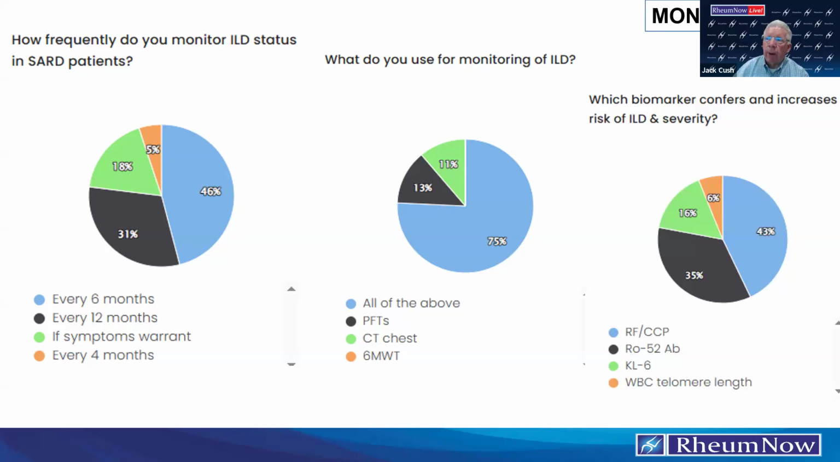Let's ask a question about biomarkers. Is there a biomarker that confers risk of ILD and severity of ILD? 43% said it's rheumatoid factor or CCP, 35%, a third, said Ro52, 16% said KL-6, and a few people were familiar with white blood cell telomere length. I'd like each of you to explain each one of those answers and their role.